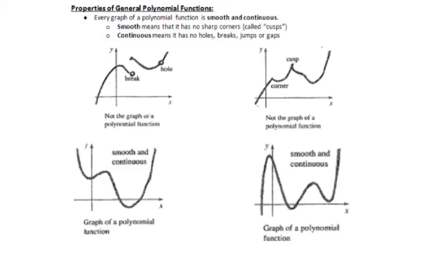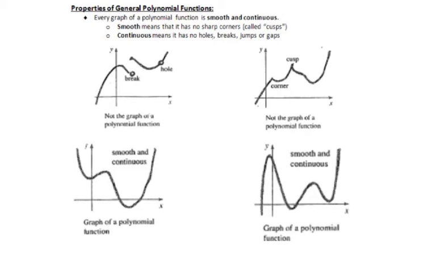Every graph of a polynomial function is smooth and continuous. What that means is, the simple definition of continuous, I should say. These can get very complicated if we want to get super technical, but keeping it simple, just think of it as your pen. If you write across with your pen, you don't lift your pen, then it's continuous.